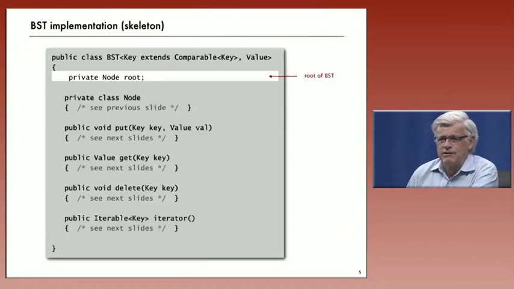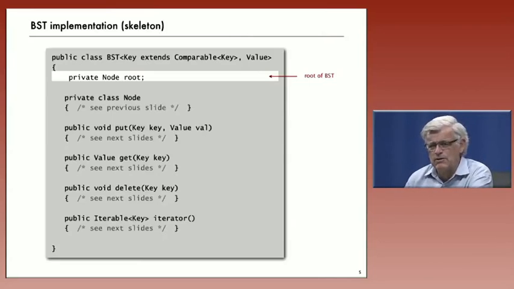So here's a skeleton of our symbol table implementation. It's for comparable keys associated with values, and those are both generic types. The only instance variable is a link to the root node called root. The inner class Node is the code that was given on the previous slide, and then we'll need implementations of put and get, and we'll also look at an implementation of delete and an iterator as well. So that's our skeleton implementation.